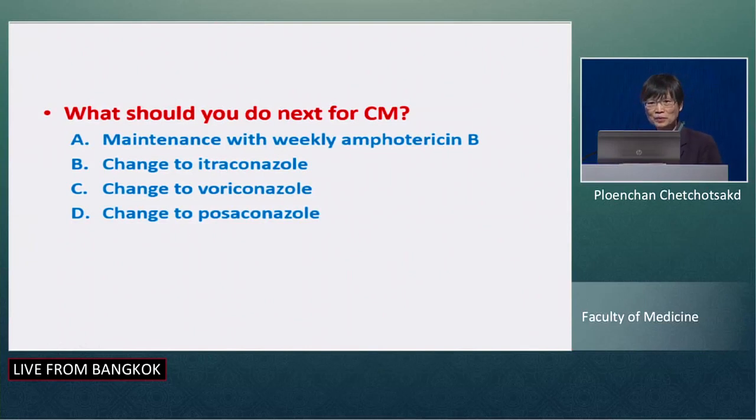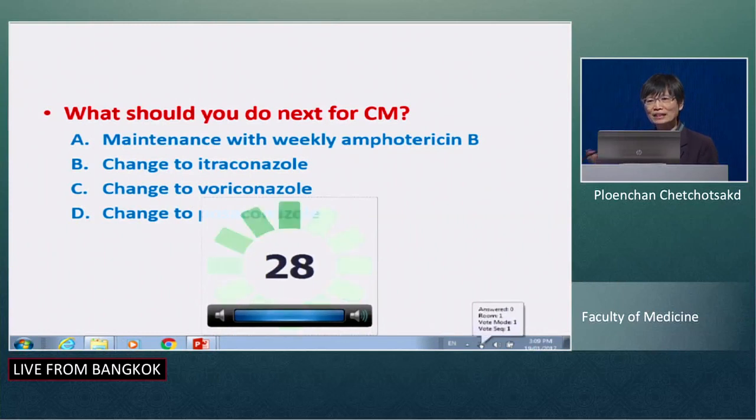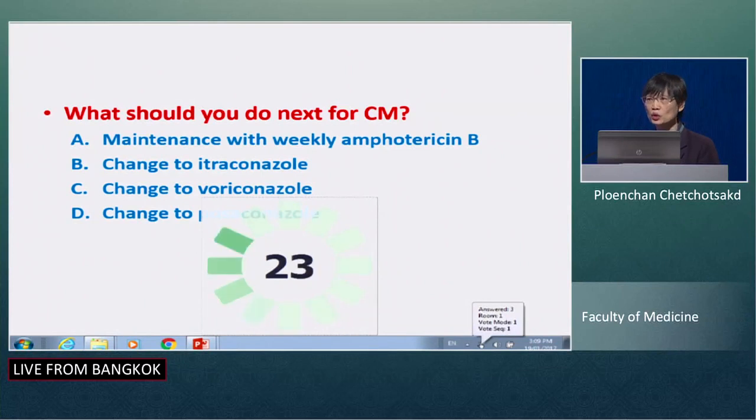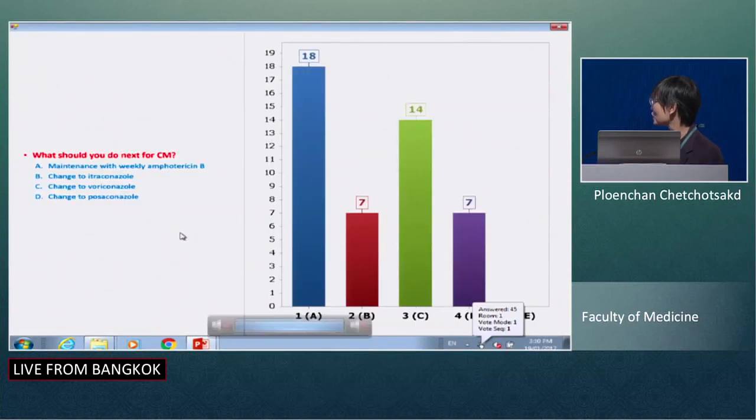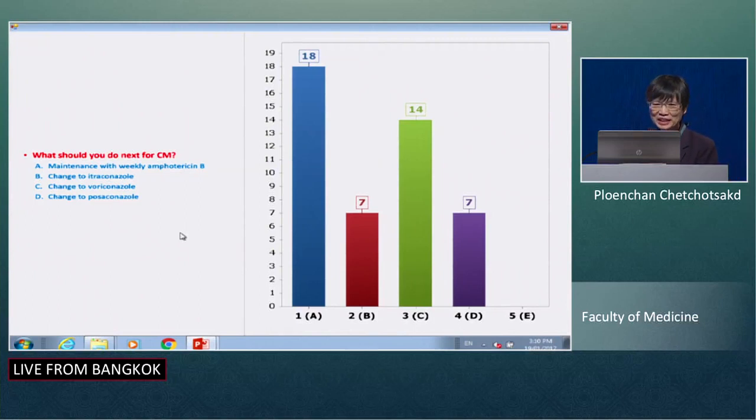So what should you do next? Maintenance treatment with weekly amphotericin B, or change to itraconazole, or change to voriconazole or posaconazole. This reflects what you have in your country. I think most of the audience chose maintenance with weekly amphotericin B, and next, maybe the ones who are richer chose to change to voriconazole. This patient is under universal coverage, so voriconazole is not available.